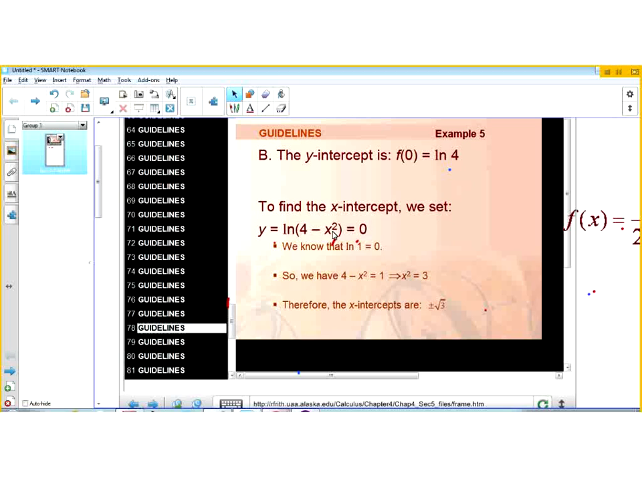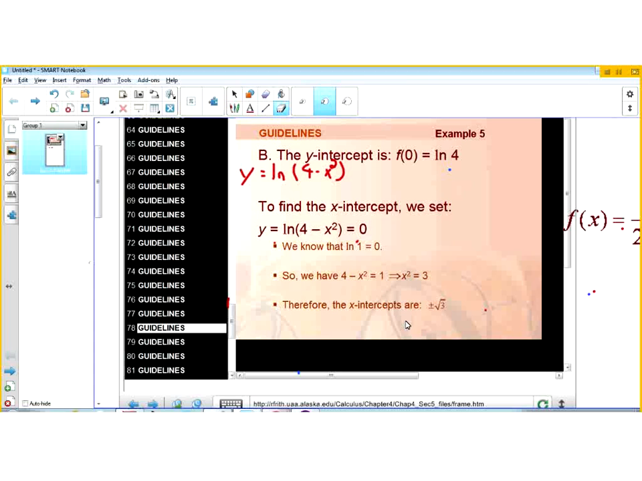So the y-intercept occurs where the output is 0. Substitute x equals 0. No, the y-intercept occurs where the input is 0, I beg your pardon. So y is equal to the natural log of 4 minus x squared, plug in x equals 0, and you'll get the y-intercept. To get the x-intercept, set the function equal to 0 and solve. So 4 minus x squared has to equal 1, so x squared equals 3. And the x-intercepts happen at plus or minus square root of 3.